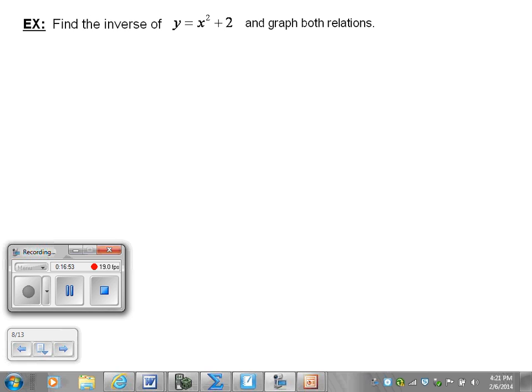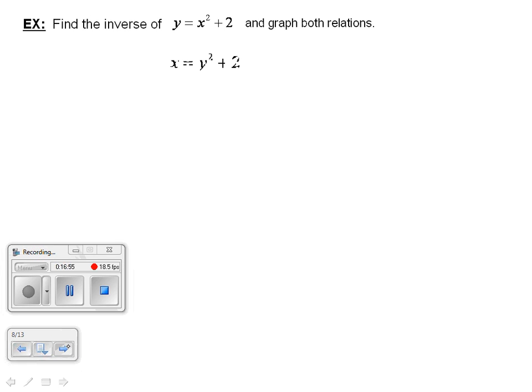So again, I'm going to do this somewhat quickly because we've already seen how to find these inverses. So I'm going to switch x and y. I'm going to solve for y. I just moved my y squared to the other side. I'm going to square root both sides. Notice how we get plus or minus the square root of x minus 2. So that's my inverse. No big surprises at this point.